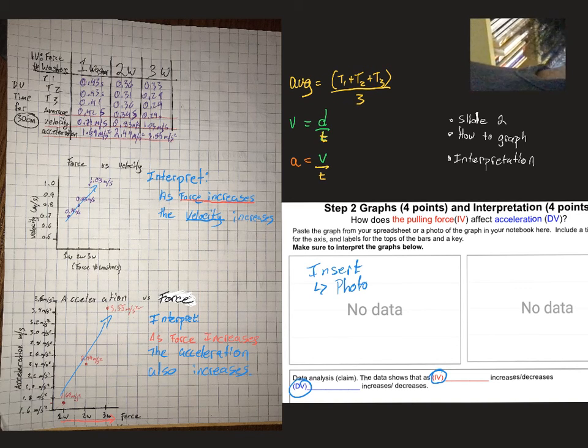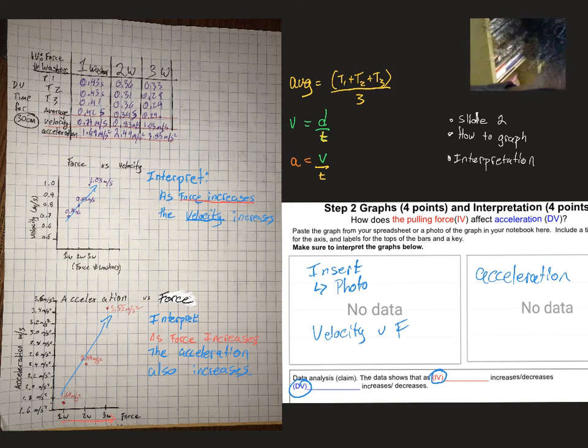I suggest that this one be velocity versus force, and this one be acceleration versus force. And if you're only going to do one graph, do acceleration versus force. That's the one you really, really need.